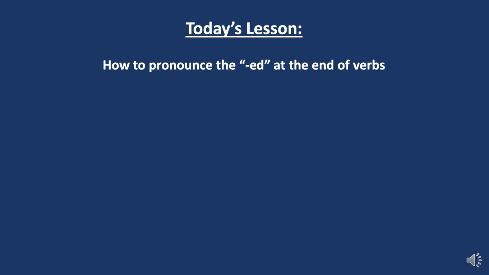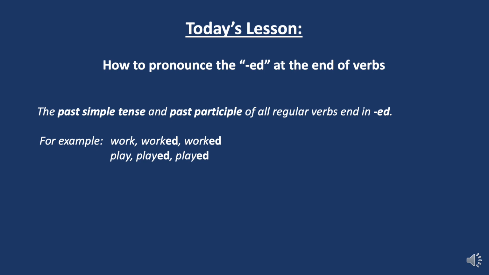Today's lesson is how to pronounce the ED at the end of verbs. The past simple tense and past participle of all verbs ends in ED. For example, the verb work, the past tense is worked, and the past participle is worked as well. Same thing for the verb play. Past tense is played, and past participle is played.